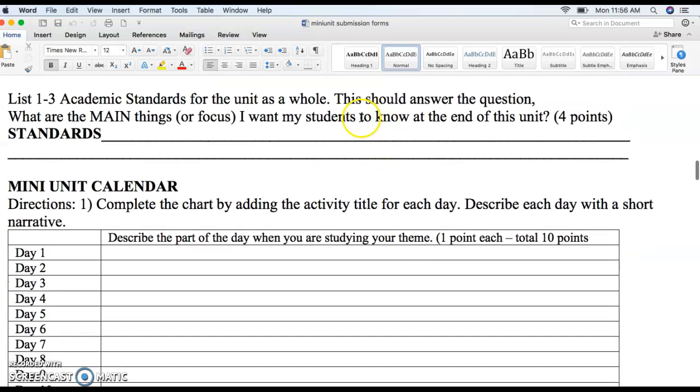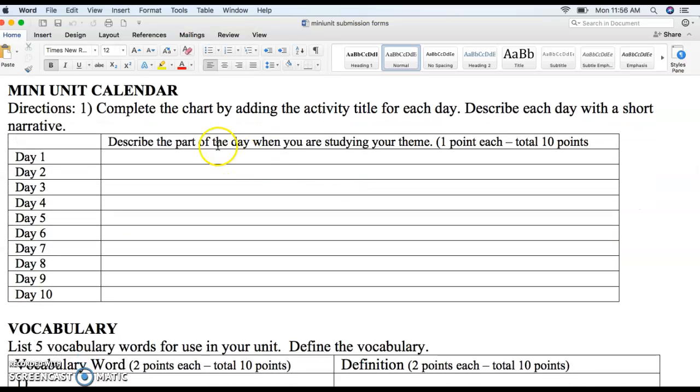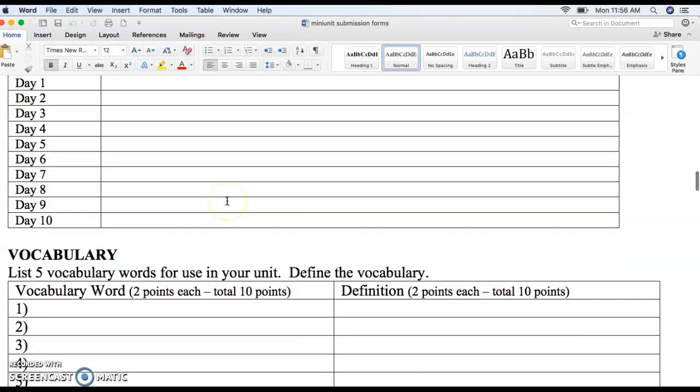Then you'll be listing academic standards for the unit as a whole and what you want them to know at the end of this unit. In other words, what is your essential question that you want to have answered through this unit? Here's just a little calendar of what we're doing. For example, on day 1, we're studying language arts. On day 2, we're doing math, and so on and so on.